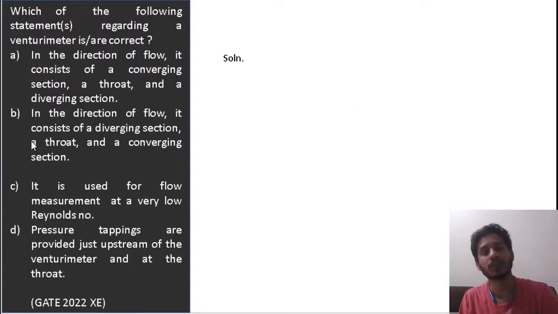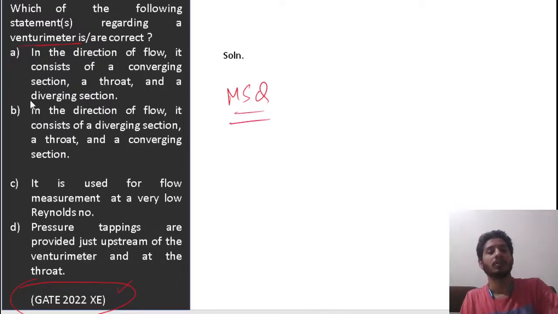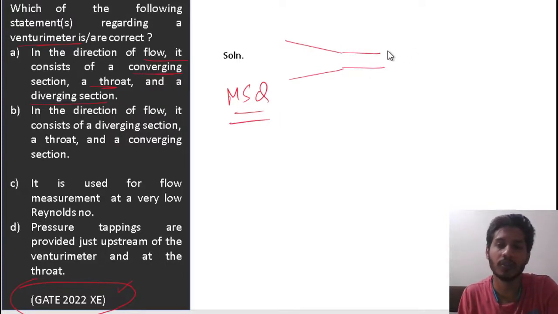Then this is the first question which was asked in GATE 2022, AXI branch. Which of the following regarding Venturi meter is/are correct? This is a multiple select question, MSQ. So let's read the options. Option A: in the direction of flow, it consists of a converging section, a throat, and a diverging section. Is it true? First of all, it consists of a converging section, then a throat in which the diameter remains constant, as I told you, and then a diverging section. Is it true? Yes, it is true.